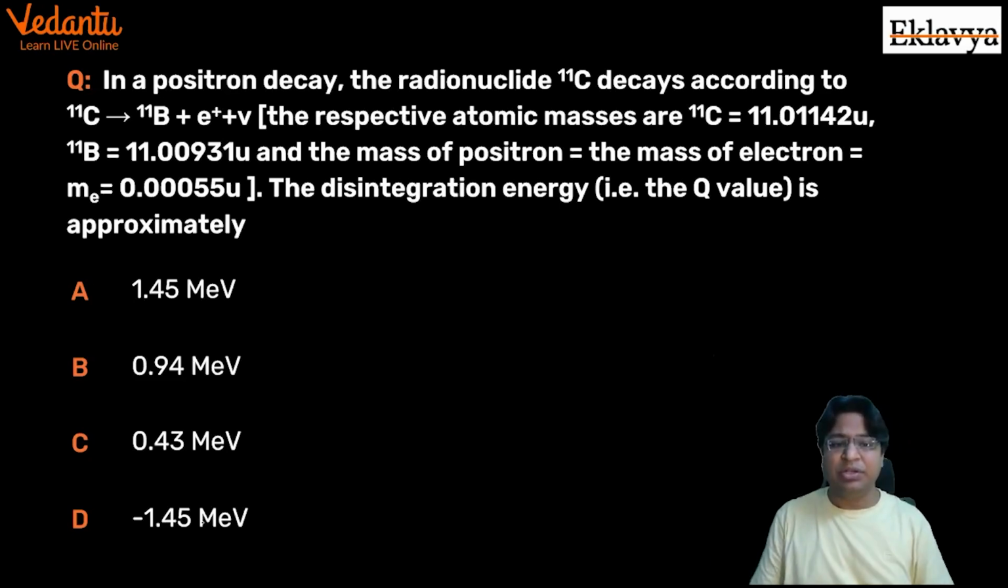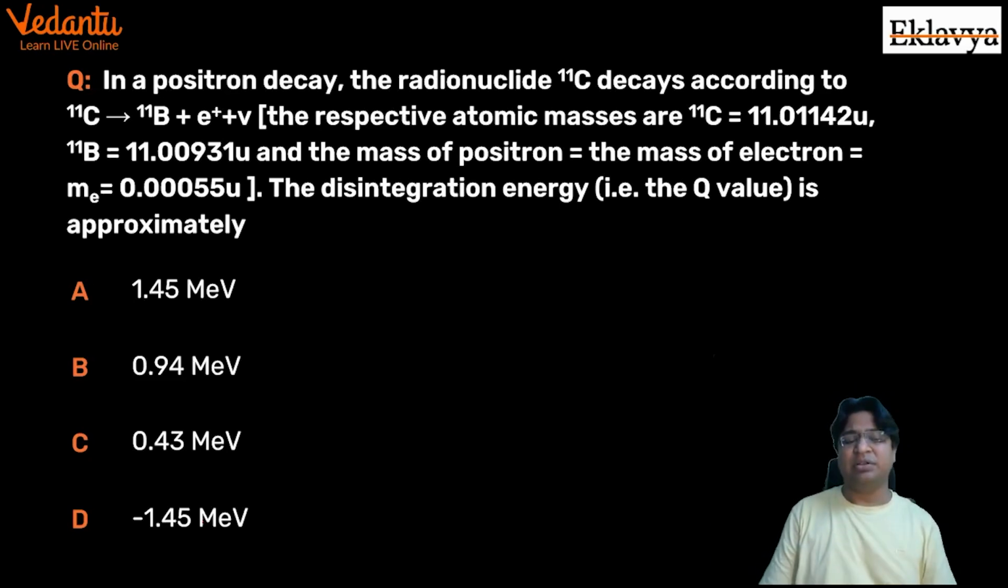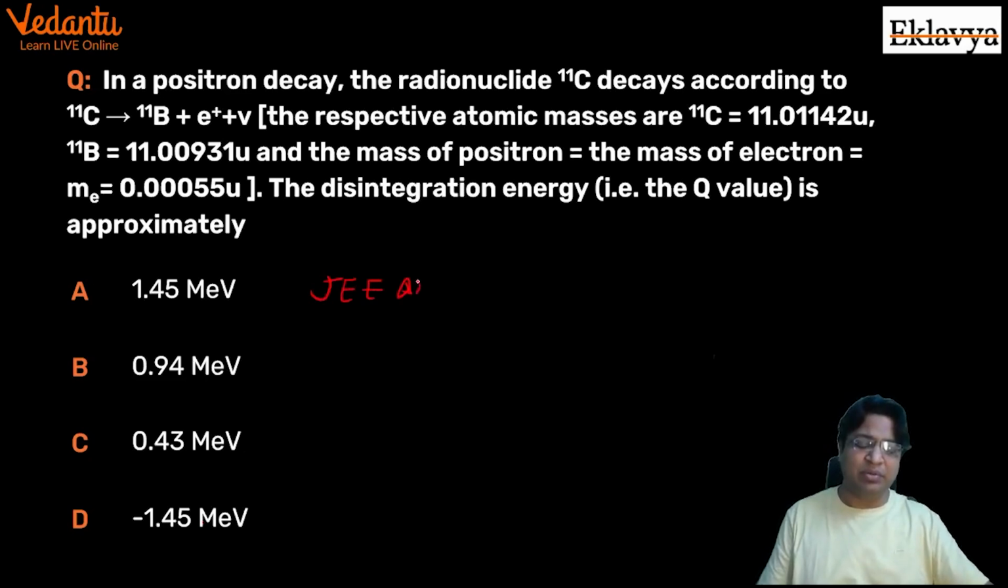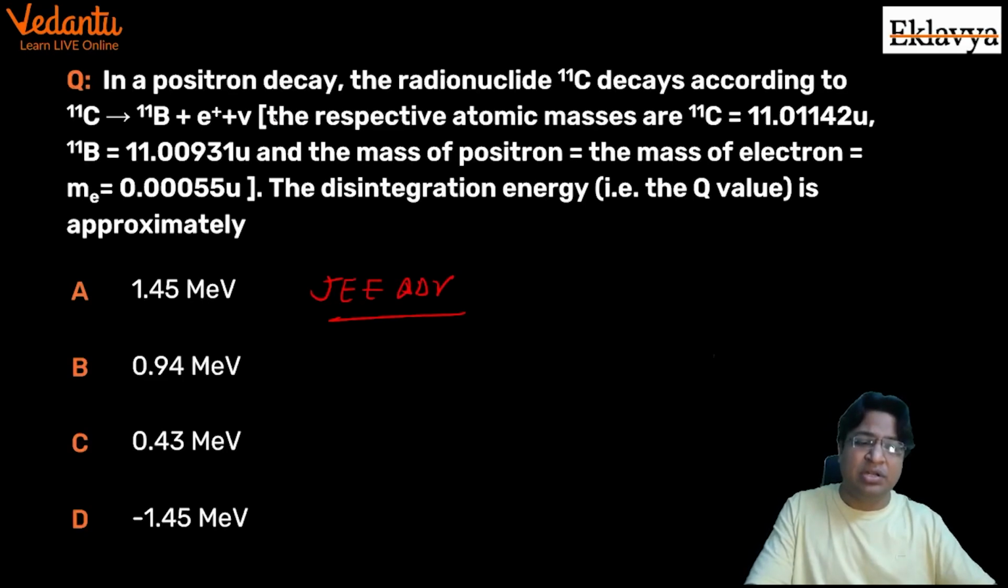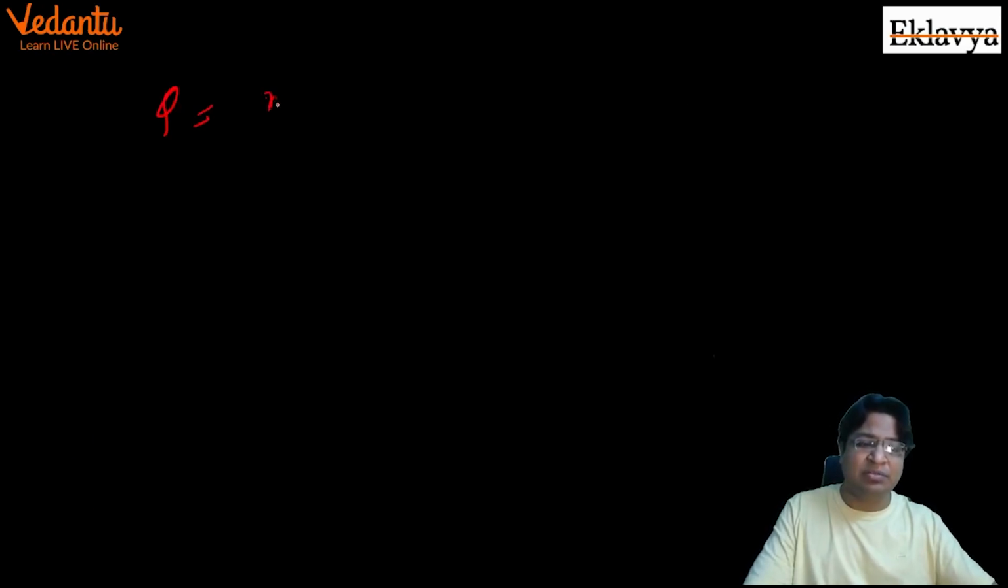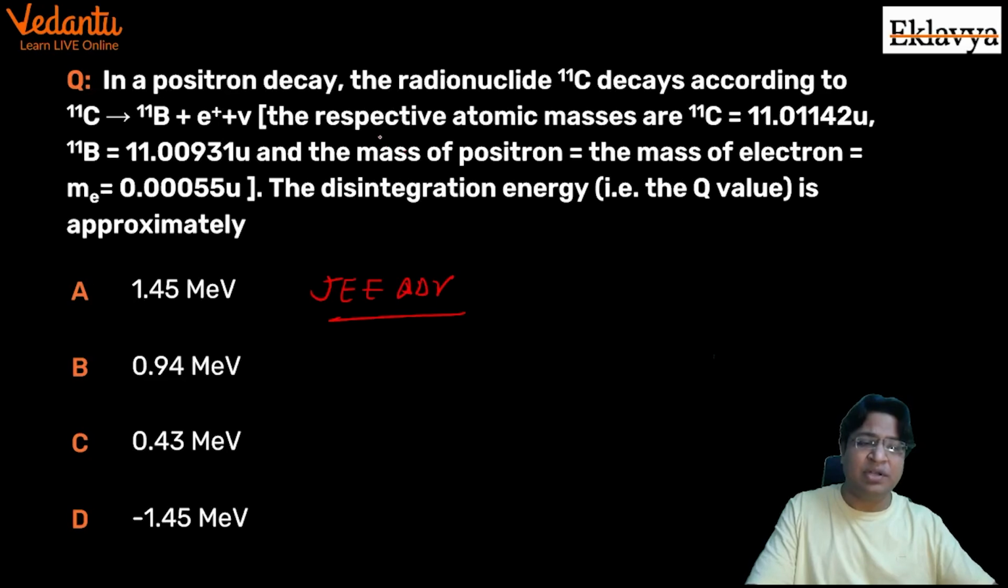In a positron decay of a radionuclide, again guys, if you're preparing for JEE Advanced examination, you probably have done this. It is a positron decay. We also call it a beta positive decay. So in this, how is the Q value written? The Q value is written as the mass of the reactant, which would be C here, so mass of C minus mass of B.